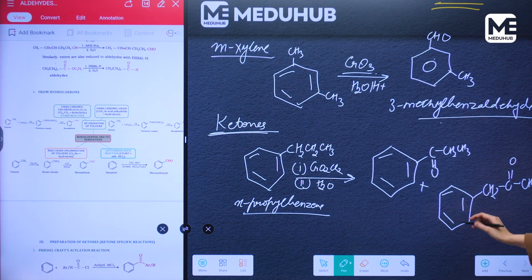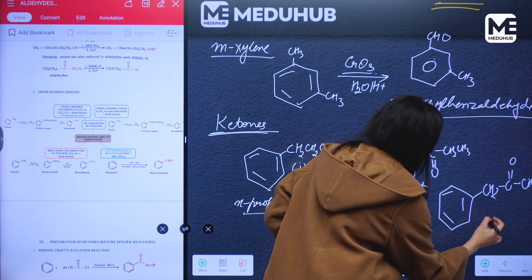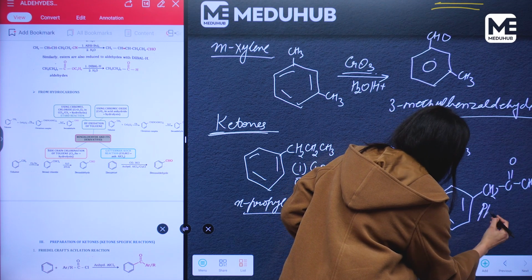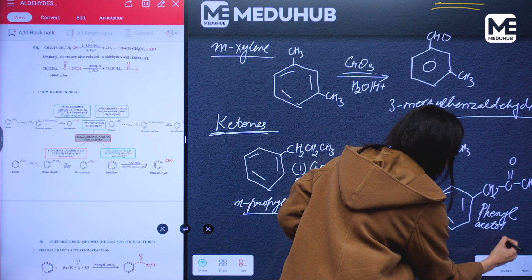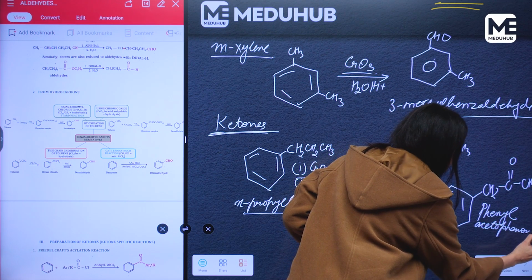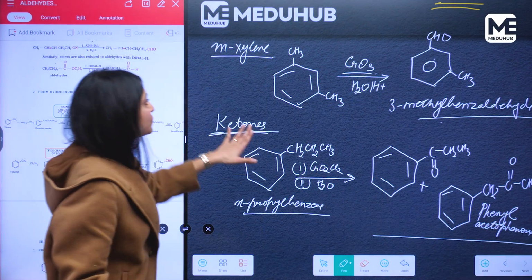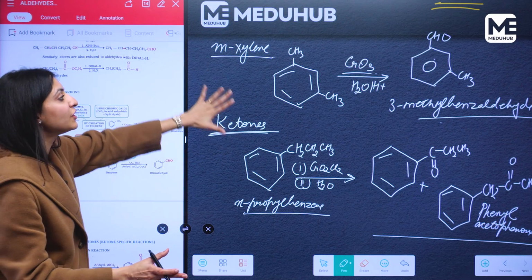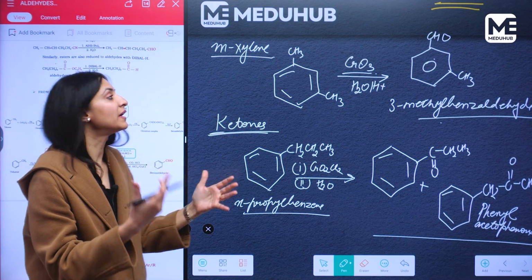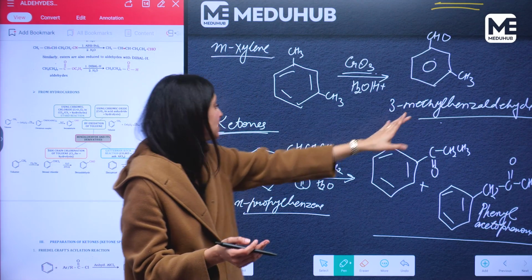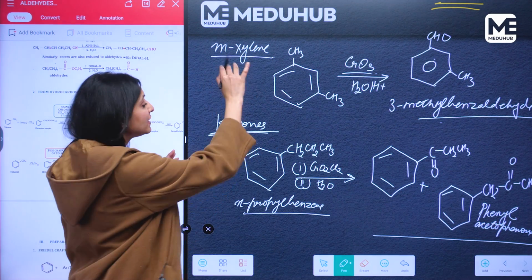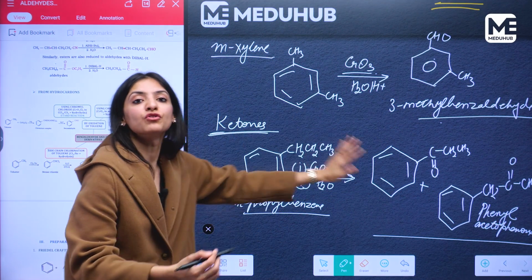CH3, which is phenyl acetophenone. So these two reactions are not there in your book. They are a little advanced, but you need to understand, in case there is another methyl group, only one of them will get oxidized. And if instead of methyl group, we have a propyl group, a mixture of ketones would be formed.